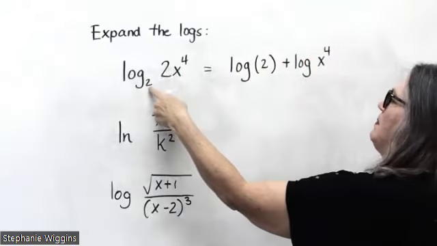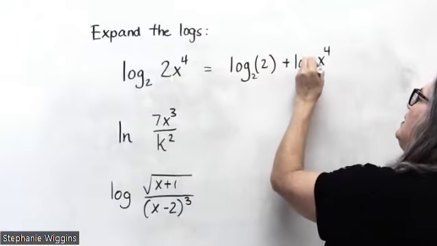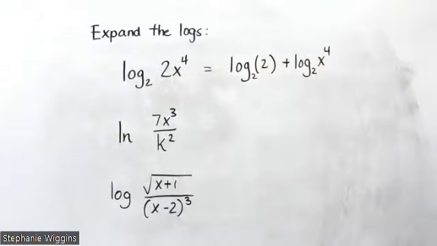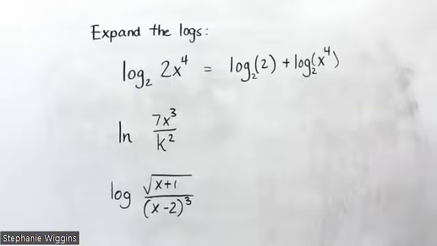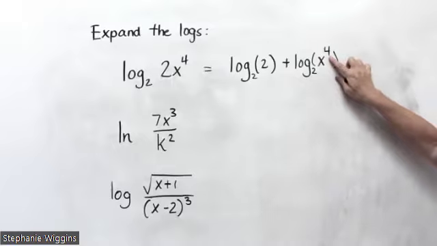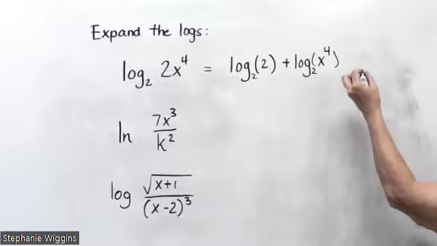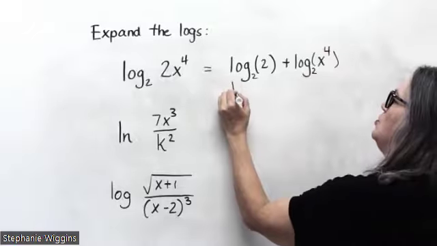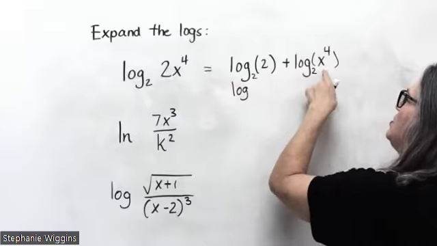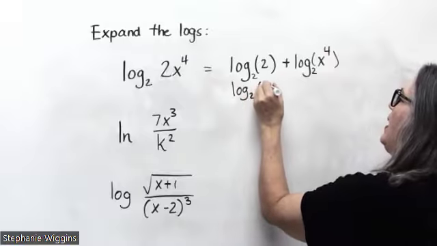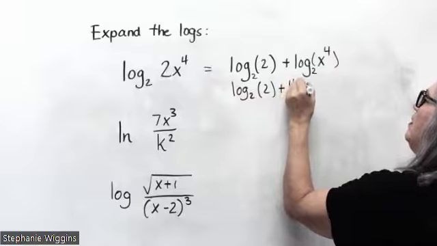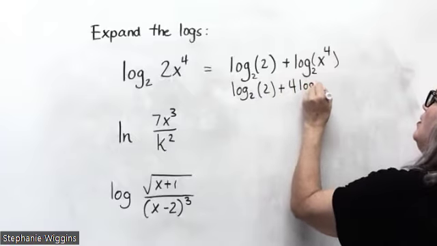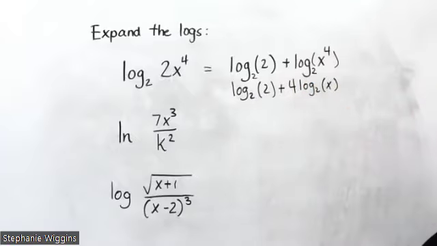And don't forget the base. The base is 2. I'll write that in. The base remains the same. And then if you have an exponent, you can bring that out front. So the next step would be to go ahead and expand this term here. So we have the 4 coming out front. And that's as far as I can go with that one.